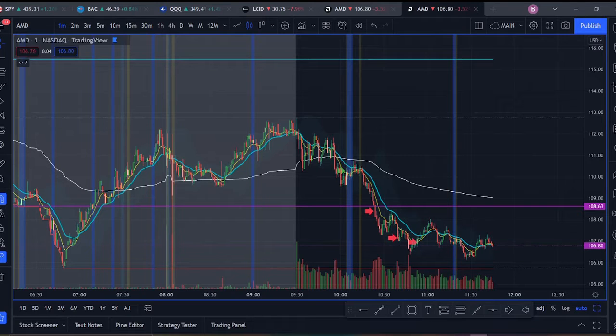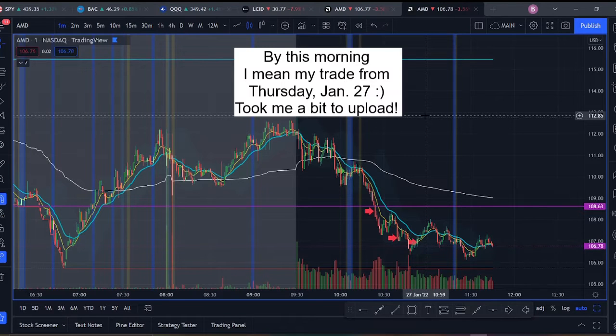Now, the first thing I want to do as far as Doji chat is actually just do my trade from this morning, just because I really am pleased with the way it turned out. And it was on AMD.